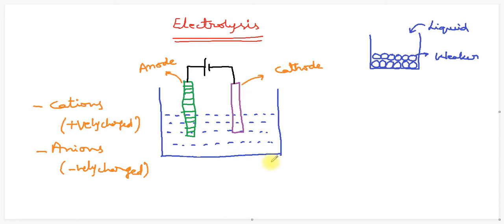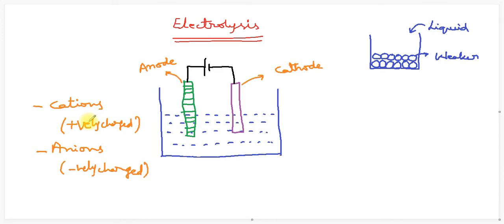In this way, there is a flow of electricity, and the cations are deposited at the cathode. Cations are positively charged, which means they are lacking electrons, and they will take those electrons from the cathode and become pure atoms. So these are deposited at the cathode only.